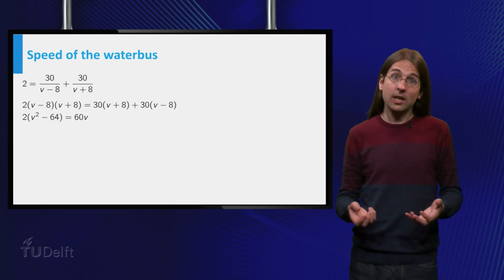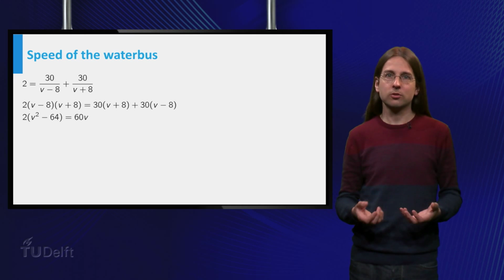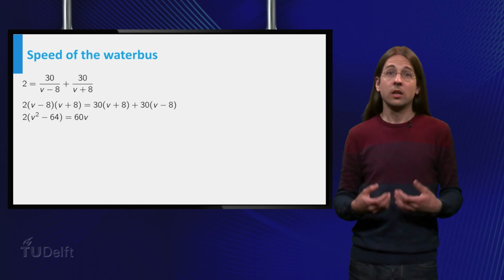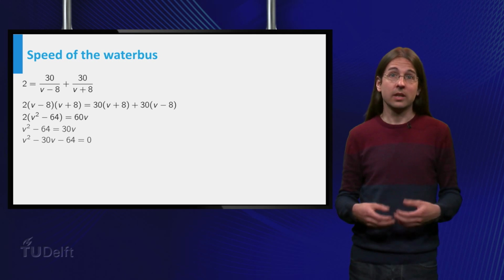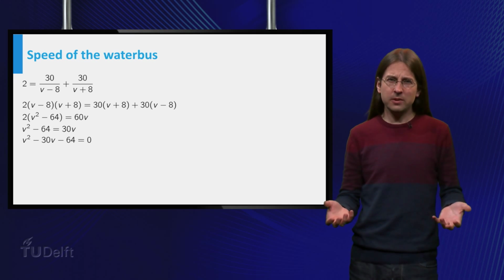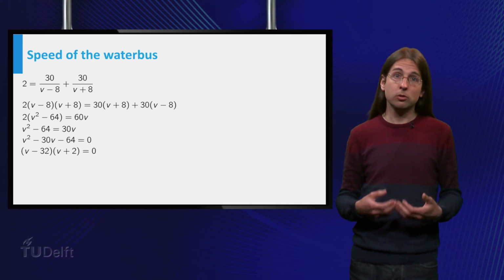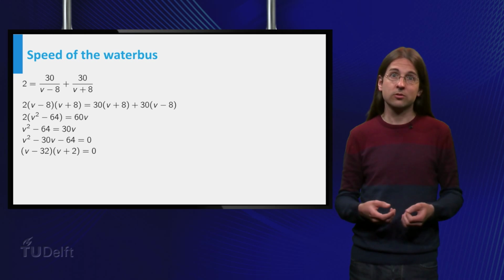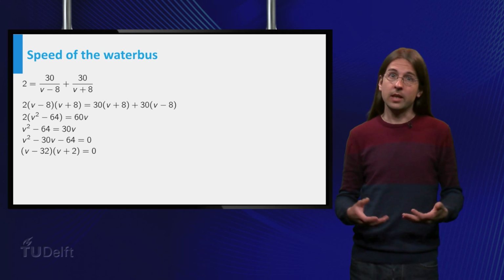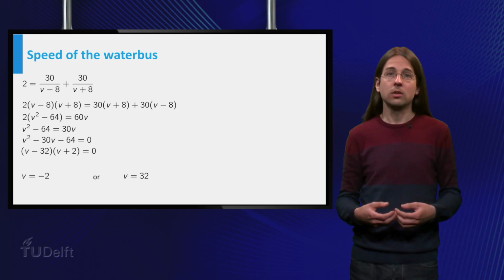We obtain 2 times (v squared minus 64) equals 60v. Dividing both sides by 2 and then simplifying gives v squared minus 30v minus 64 equals 0. Do you see a factorization of this polynomial? If not, you can always complete the square or use the quadratic formula. However, observing this equation equals (v minus 32) times (v plus 2) equals 0 shows the answers are v equals minus 2 and v equals 32.